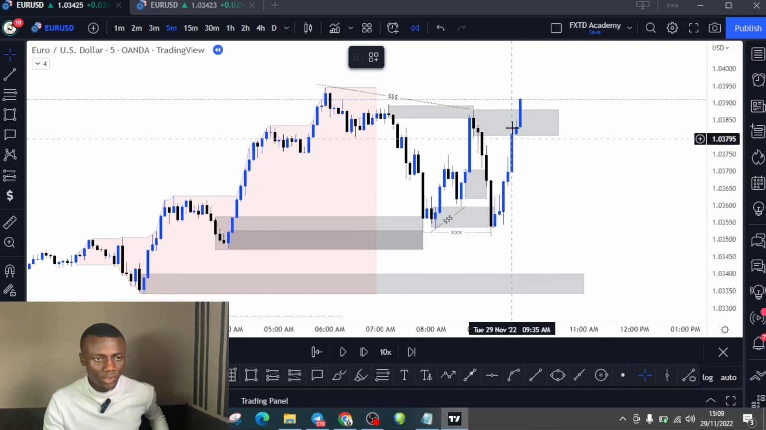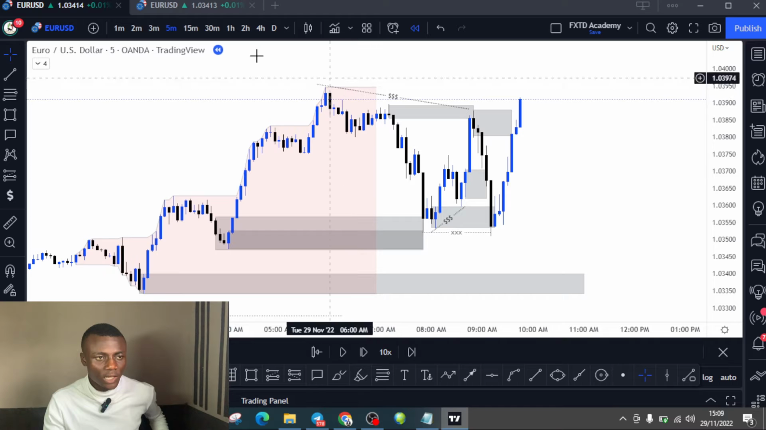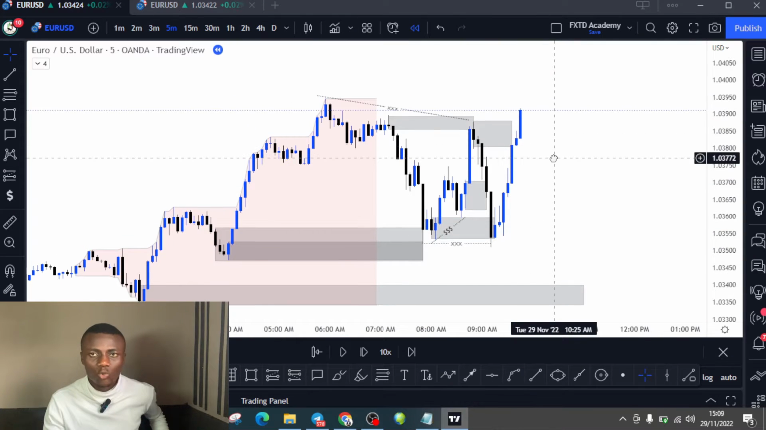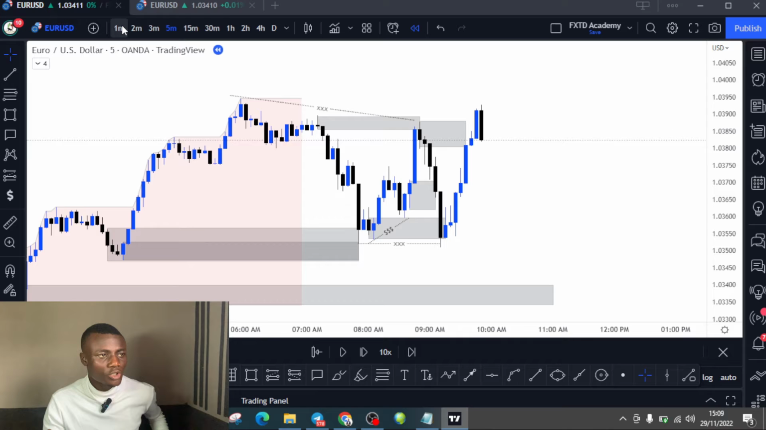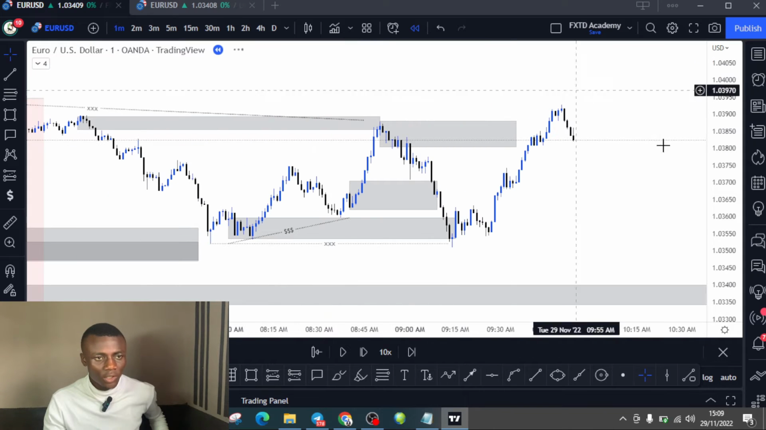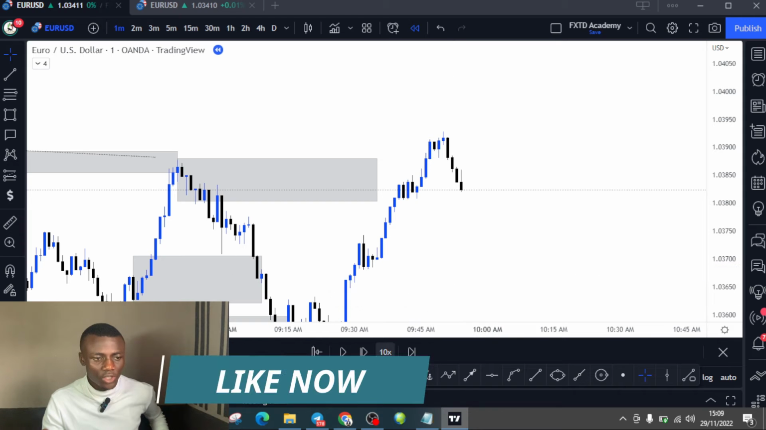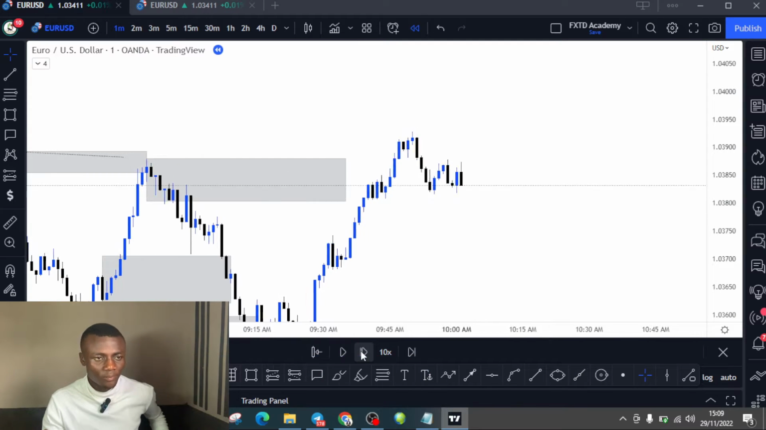All right, so that was a massive push. You can see that all of this liquidity is being swept, so I'm going to mark that as a sweep. Basically, we can possibly look for a shorting position from here. You understand why we are doing this. So we want to see a change of character.